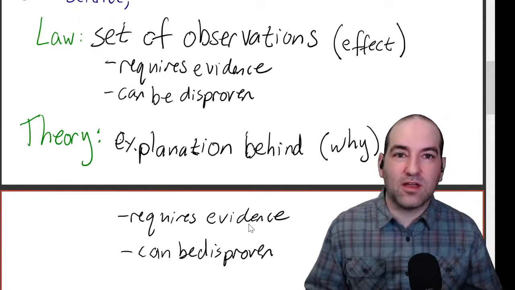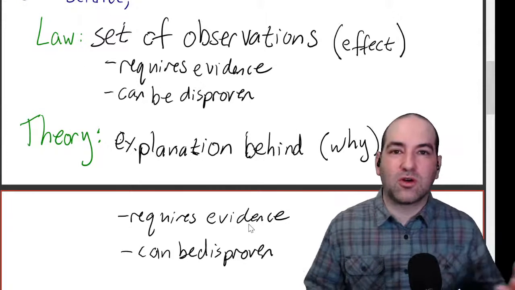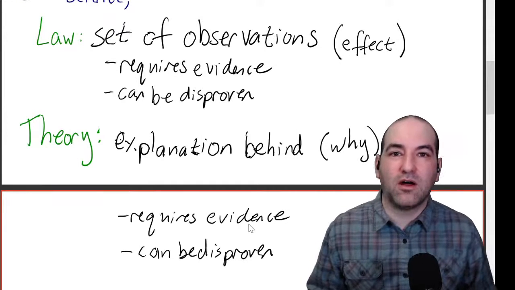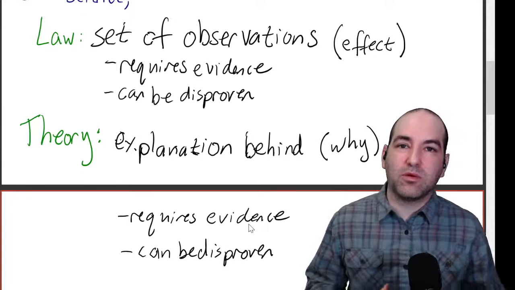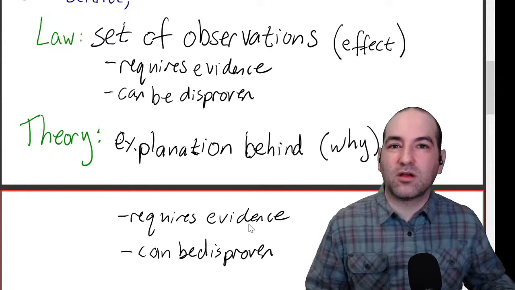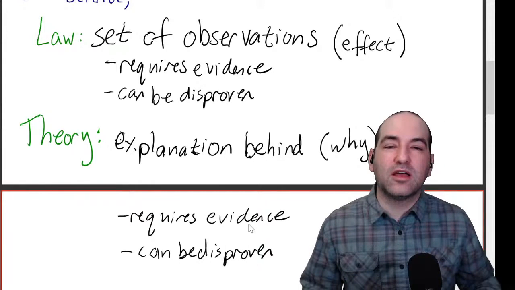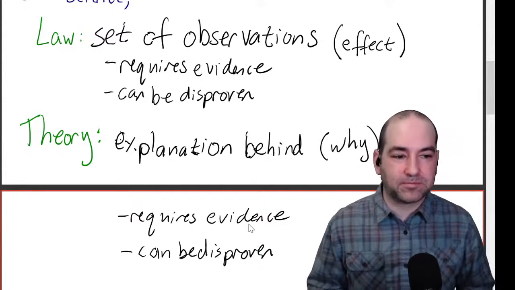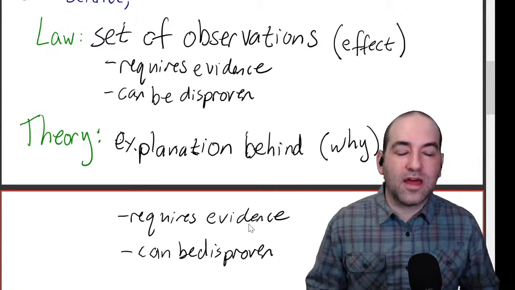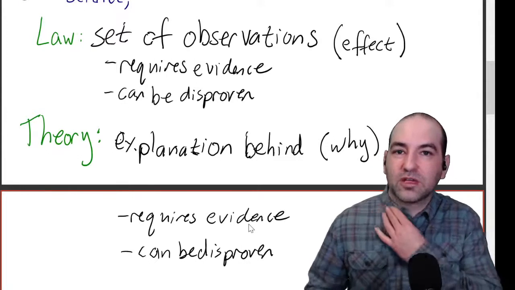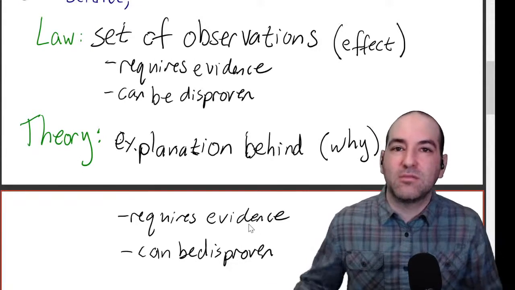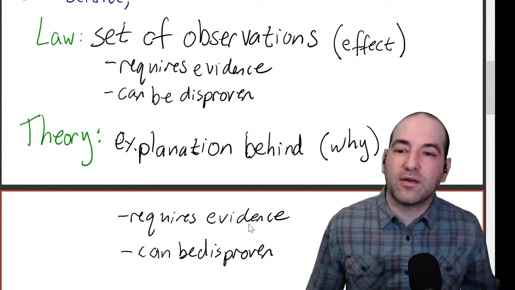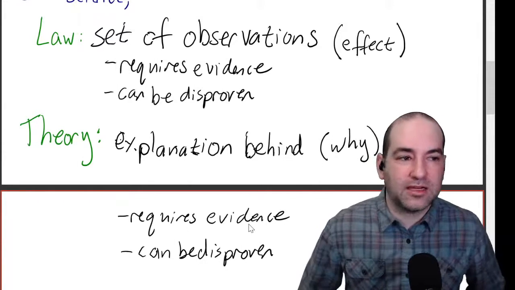So we could have a theory of the ice cream and beach correlation that talks about how when it's really, really hot out, people want ice cream, and when it's really, really hot out, people want to go to the beach. And so that causes the rates of those things to increase at the same time. So that makes more sense, right? If it's hot out, that's what's really causing things. And so that's our theory behind it. The law was the set of observations, and the theory was the explanation behind it.